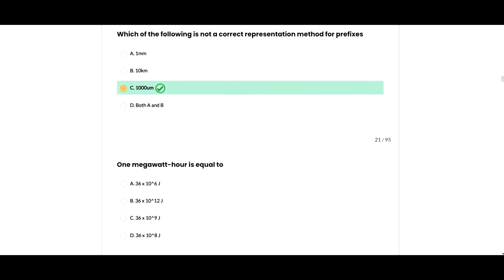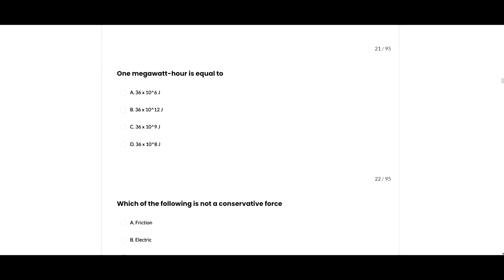The next MCQ. 1 megawatt-hour is equal to? Here the correct option is given here. D option is correct. 1 megawatt-hour is equal to 36 multiplied by 10 raised to power 8 joules. So here D option is correct.